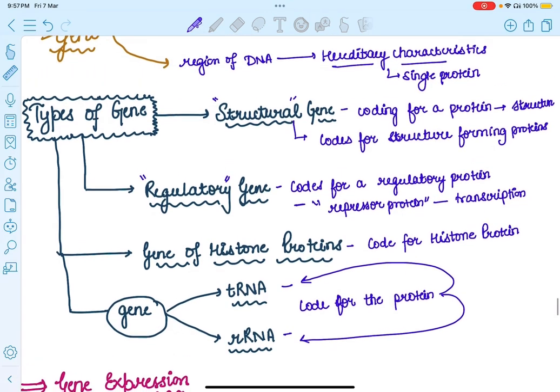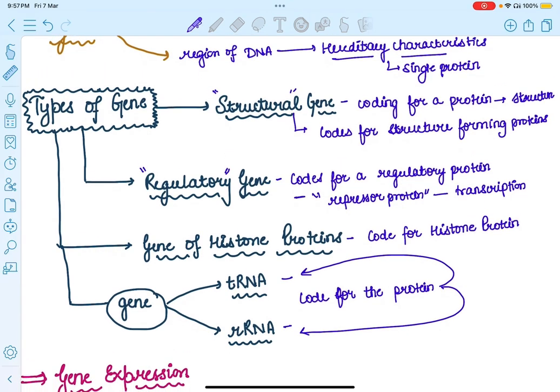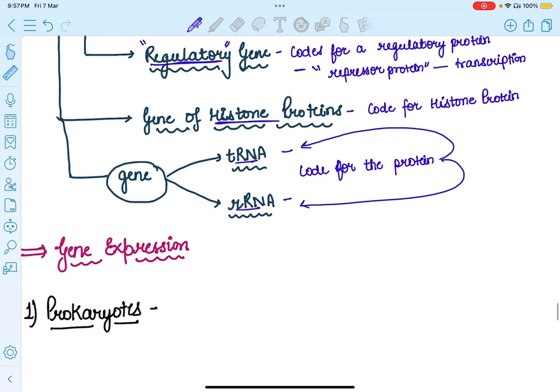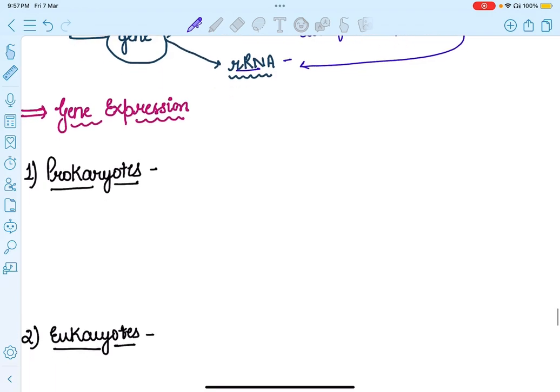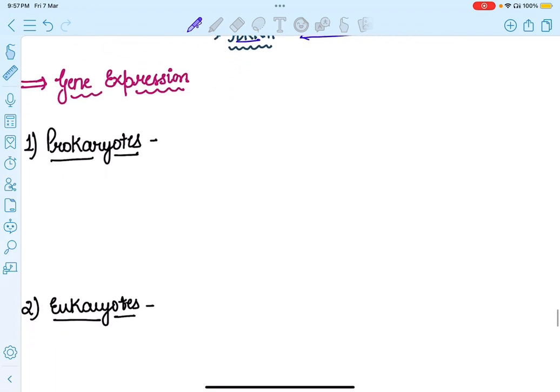Okay, so let's find an easy way to memorize all these genes. Five types of genes determined by their name. Structural gene codes for structure forming protein. Regulatory gene codes for regulatory protein. Histone protein gene codes for histone protein. And the gene of tRNA and rRNA, their products are tRNA and rRNA. Okay, easy peasy. Now let's talk about the gene expression in prokaryotes and eukaryotes.